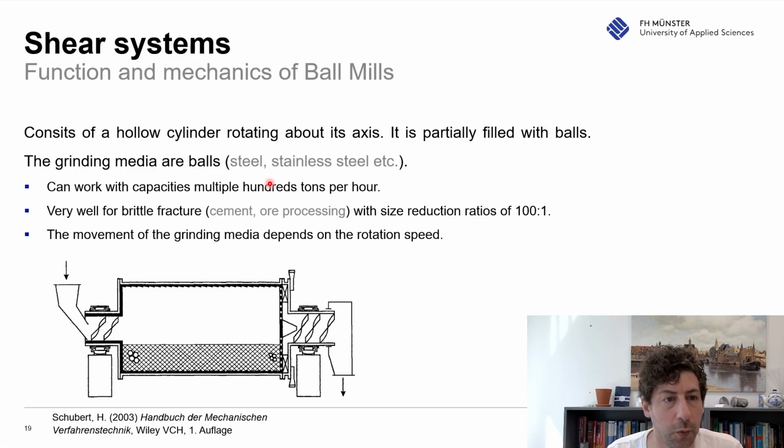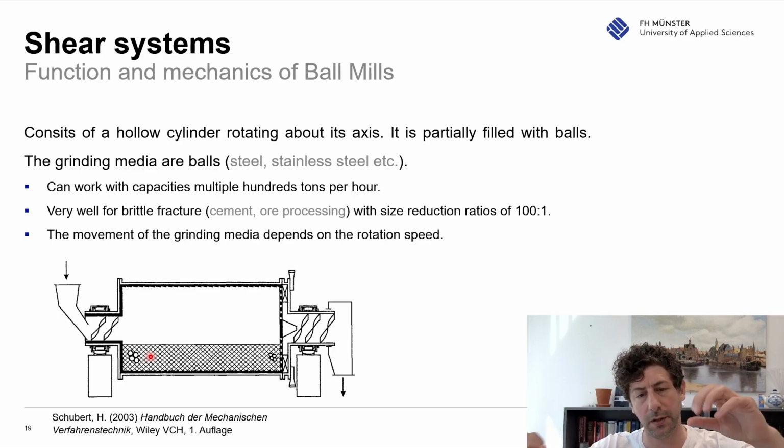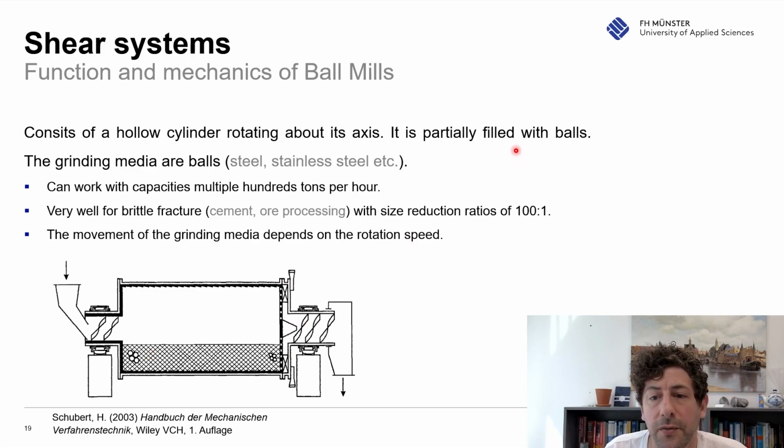And for shear, I would like to talk about the ball mills, even if some other mechanics also happen in the ball mill. So the ball mill consists of a hollow cylinder rotating about its axis. So this is the cylinder, and the cylinder is turning. Also, it's normally a little bit inclined so that the material goes through. It is partially filled with balls, and these balls are the grinding material, and steel, stainless steel, and so on is used.